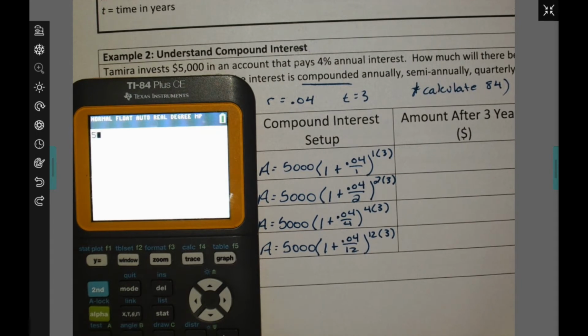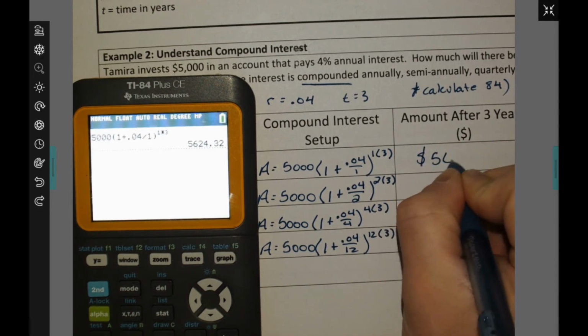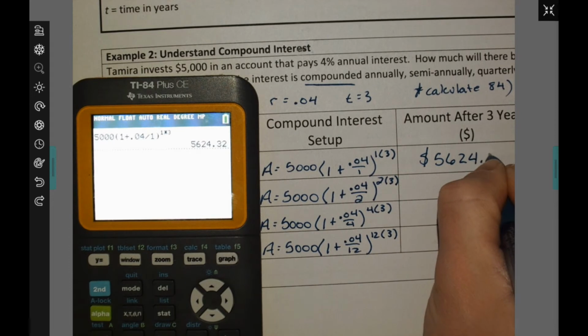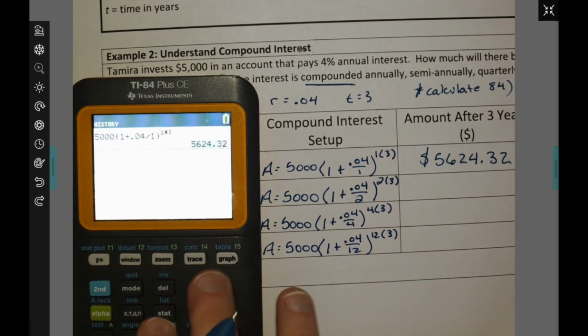So doing that, it's going to be 5,000, parentheses 1 plus 0.04 divided by 1, and then we are raising it to the 1 times 3. Okay, you need to make sure you're typing in exactly how it looks on the page. We go ahead and hit enter, and since we're dealing with money, this one I don't have to worry about, but we are going to be going to the second decimal place. Okay, so annually, we should have got that right there.